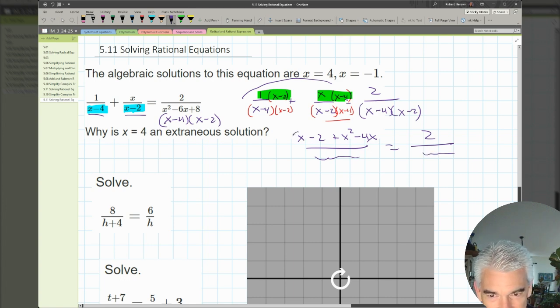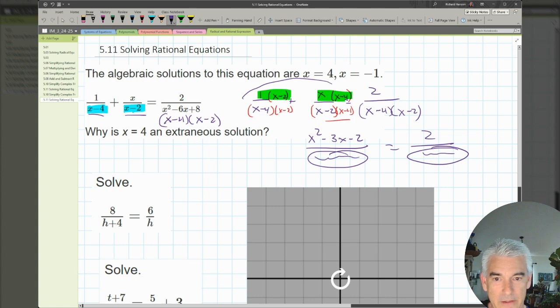I can combine positive x and -4x. This is -3x. Let me rearrange this so it's in standard quadratic form. So we have x squared minus 3x minus 2 equals 2 over the same denominator. The only way that these two fractions could be equal is if this numerator equals this numerator. Okay, so let's set them equal to each other. We get x squared minus 3x minus 2 equals 2.